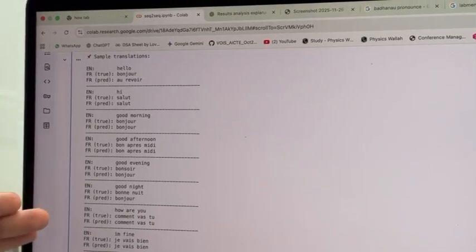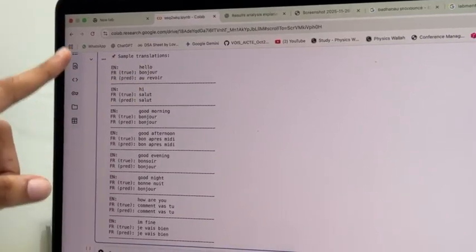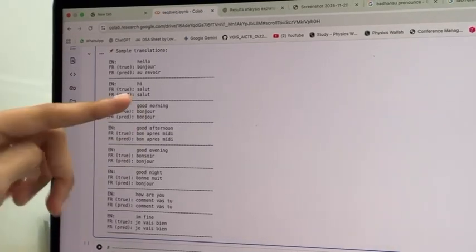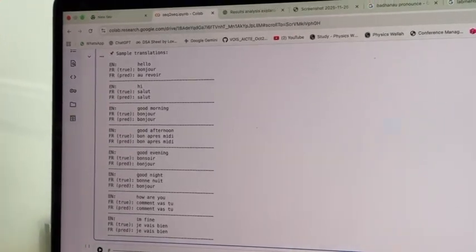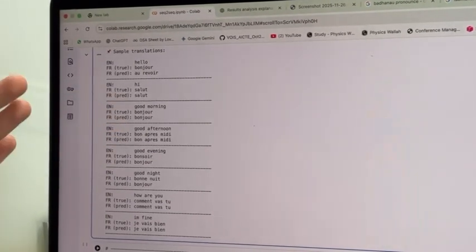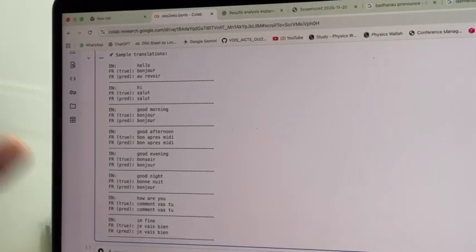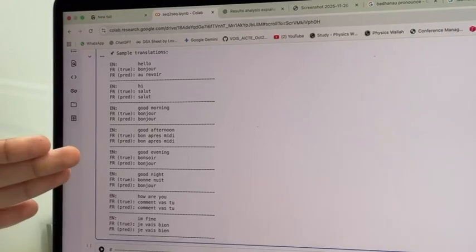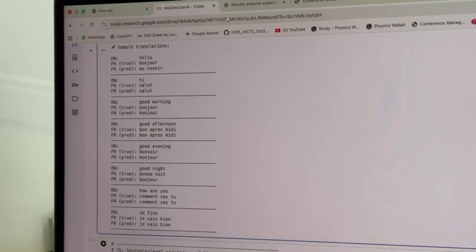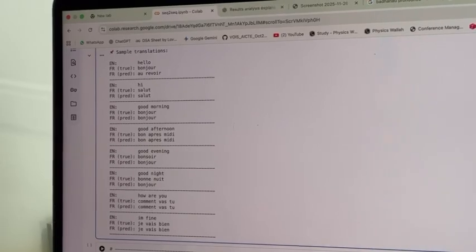These are the sample translations that show the translation from English to French. Here the English word is hello, and the French word that it should be is bonjour, but our model predicts au revoir. Again, here we have the English word hi, and the actual is supposed to be salut, and the predicted word from the model is salut. That is correct. Again, here it's good morning, and the true meaning should be bonjour, and what our model predicts is bonjour. So this translation is correct and natural in French. That shows that the model correctly understands the intent of the sentence, the proper form of word order in English, and the correct use of verbs.